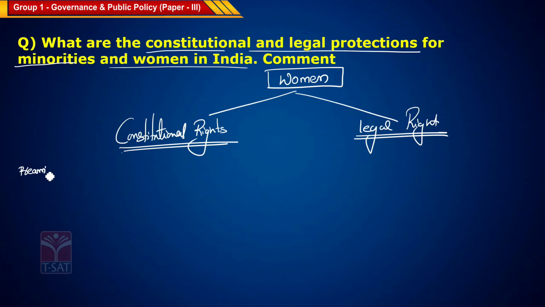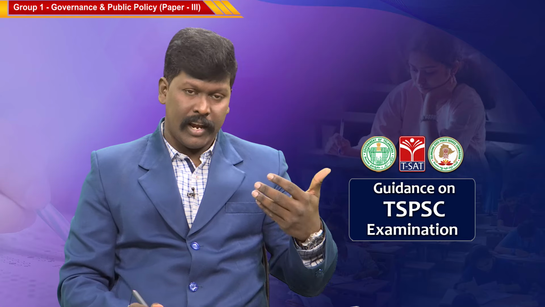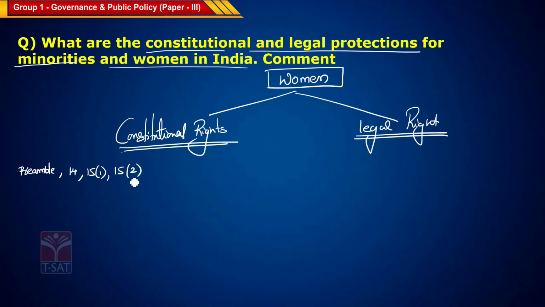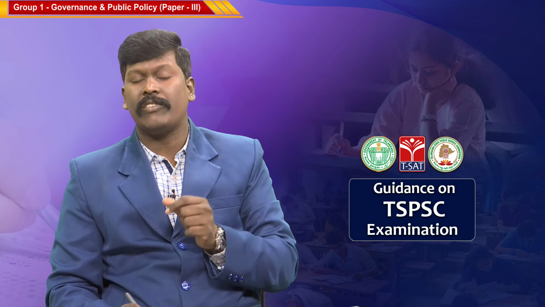Let us start with preamble, which guarantees your social and economic justice. It's a constitutional right. Then we have Article 14, right to equality or equal protection of laws for everyone. Now, very important, Article 15, Clause 1. The state shall not discriminate any person on the basis of gender. See, gender is a word which is important here. So, women protection. Article 15, Clause 2. A citizen cannot discriminate other citizen on the basis of gender. This is a constitutional protection.